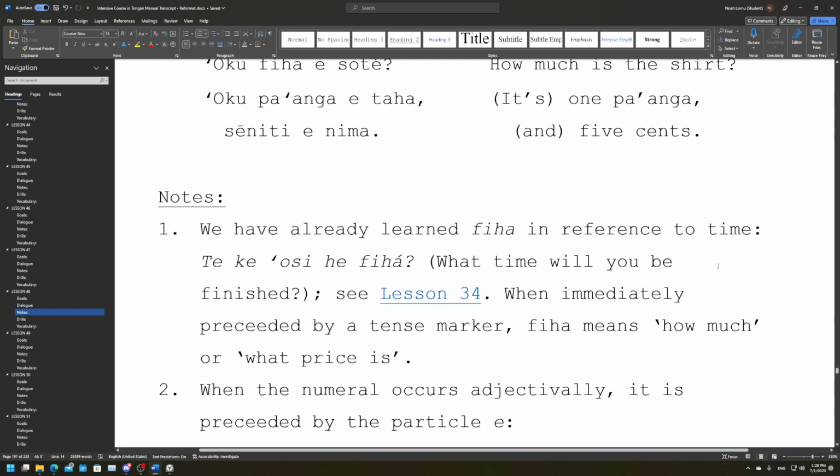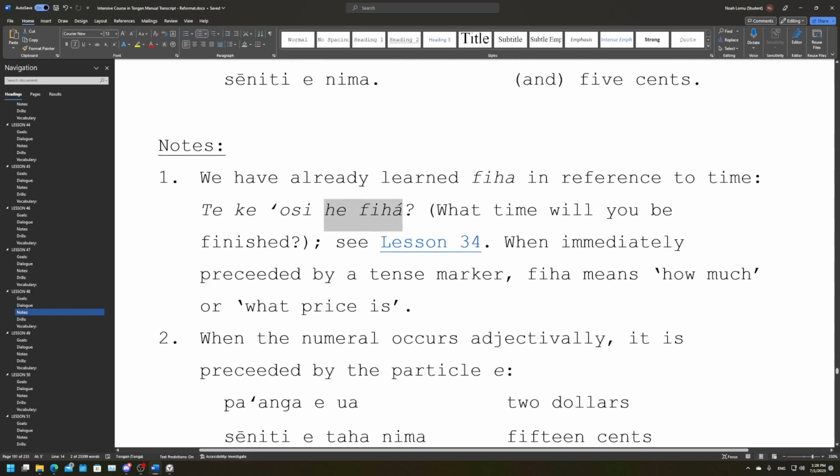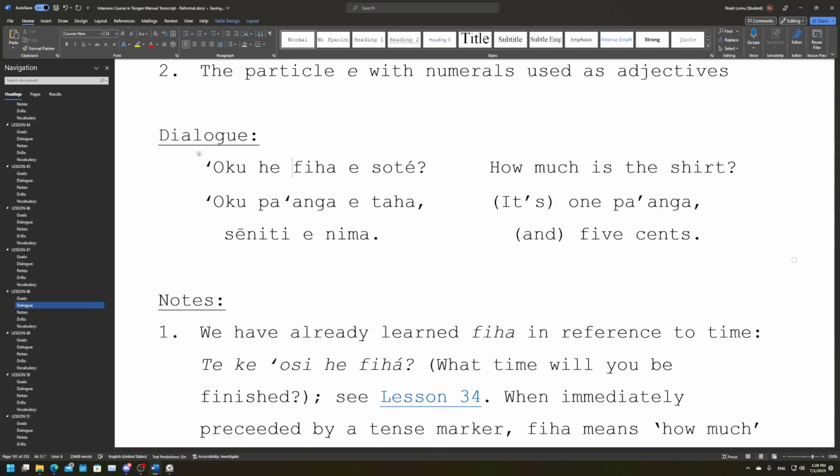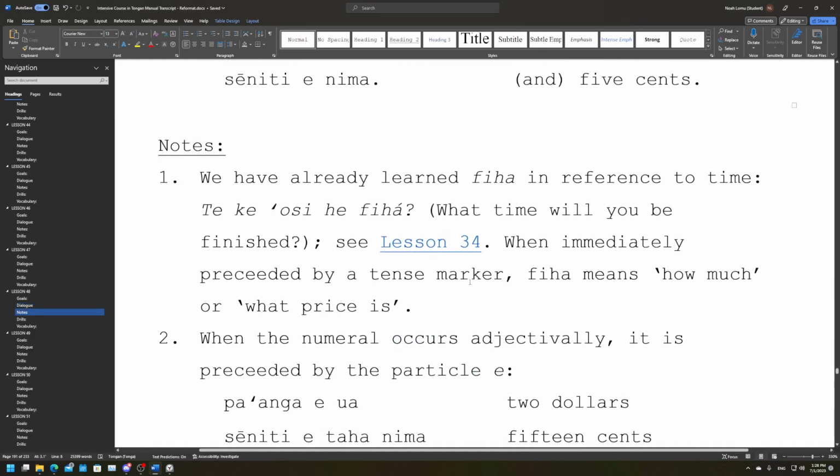So we've already learned fiha in reference to time. So like te ose he fiha, right? That was saying what exactly, like what hour will you finish or what exact time. But when immediately preceded by the tense marker, it means how much or what the price is. So oku fiha, right? He fiha always means time, but when it's just by itself, like oku fiha, you can see it's just talking about how much.